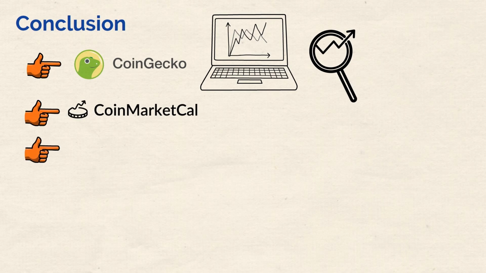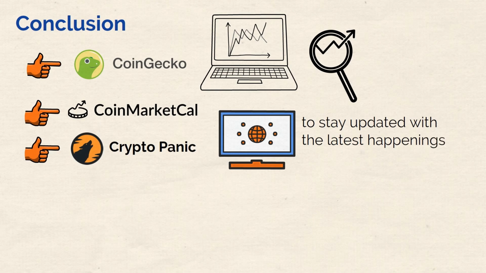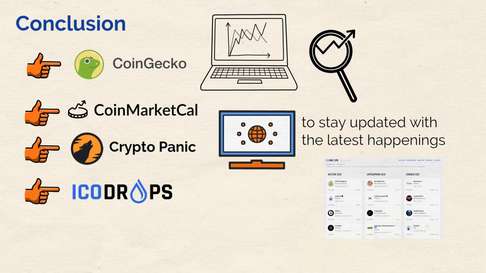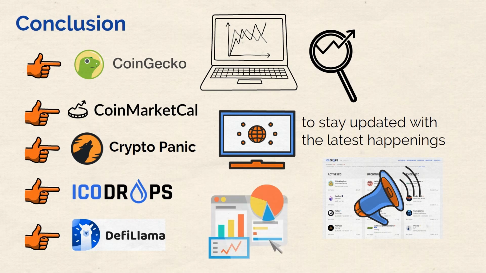Then I showed you Crypto Panic, your one-stop shop for crypto-related news from across the internet. This tool is key for you to stay updated with the latest happenings that can influence your investment decisions. I also discussed ICO Drops, your gateway to discovering new and promising initial coin offerings. By using this tool, you can potentially spot underpriced ICOs that offer high returns. Finally, we dived into DeFi Llama, which provides an in-depth overview of various decentralized finance protocols. This tool is perfect for you to identify promising DeFi projects based on TVLs, trading volumes, and fees earned.